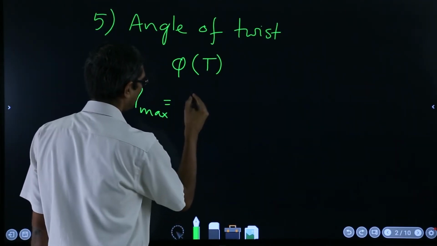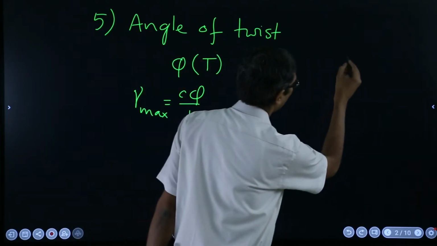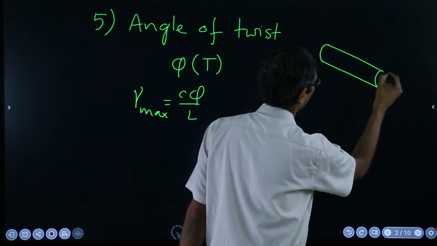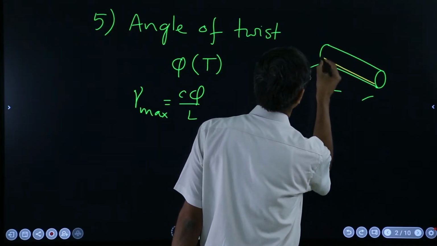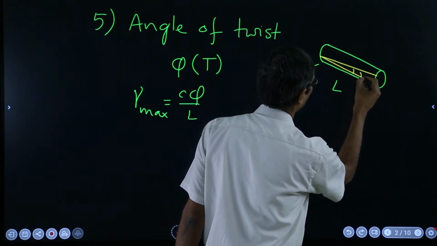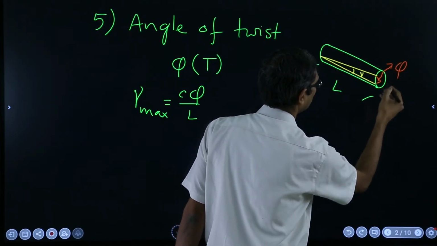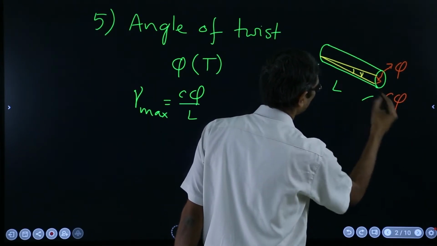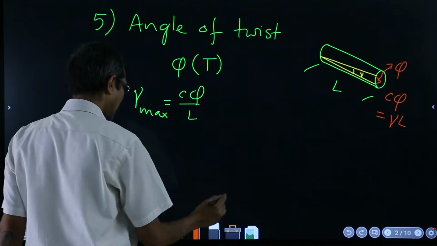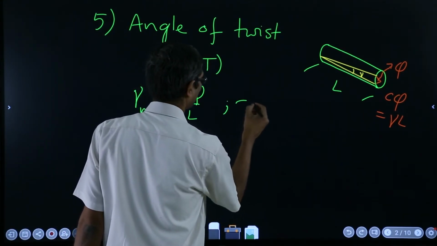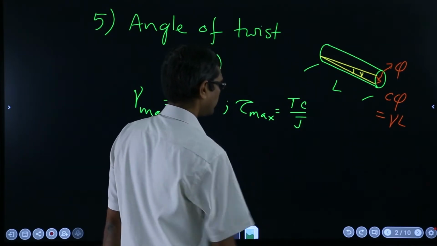Which we have like this: gamma max is C phi over L. If you remember, this is the length L, and if this length has become like this, so this is gamma, and if this angle is phi, then C phi is equal to gamma L. So from there you have this, and at the same time we also derived that tau max is equal to T C over the polar moment of inertia J.